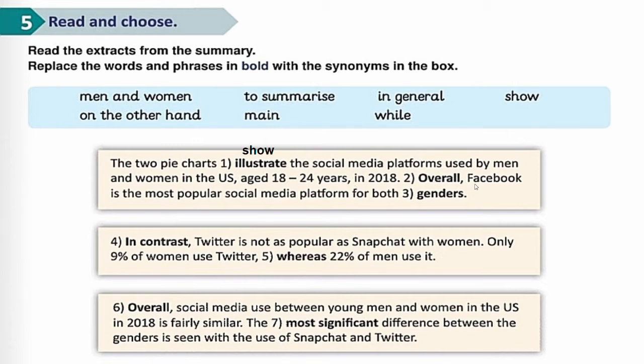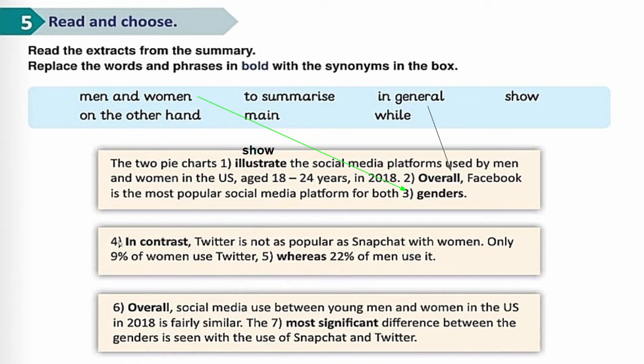Overall, Facebook. When we say overall, what does it mean? Yes, excellent. In general. Here you should pay attention. After a full stop, the letter I should be put in capital letter. Then, Facebook is the most popular social media platform for both genders. Genders means what? Yes, good, it means men and women. Excellent.